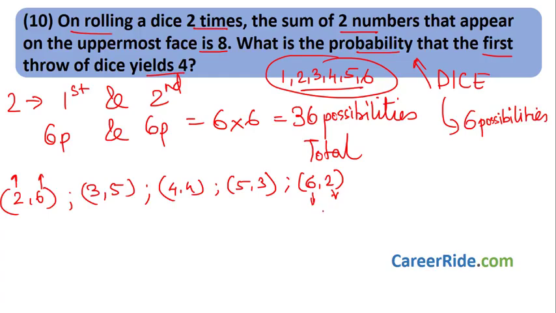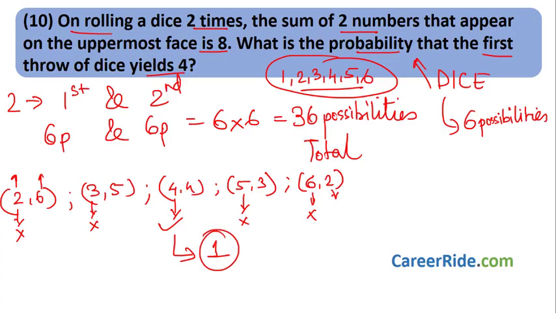That means when you throw or roll the dice first, you should get a 4. Over here you get a 2, so this is not the case. Here it is 3. Here it is 4, so this is the case. Here it is 5, so not the case. Here it is 6, not the case. So there is only one scenario where the throw of the dice the first time yields 4.